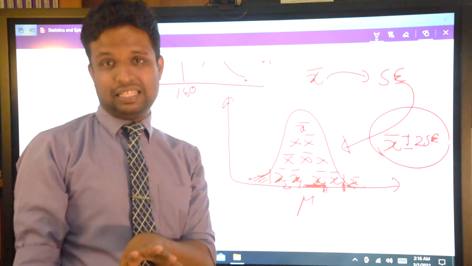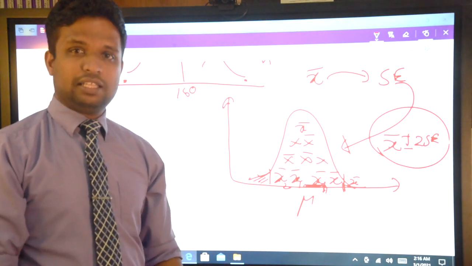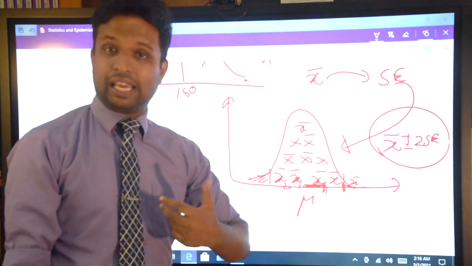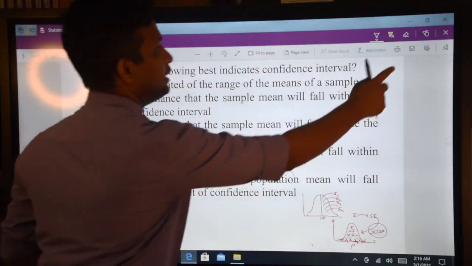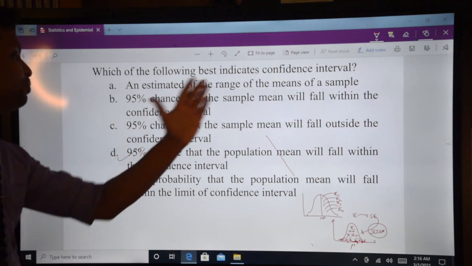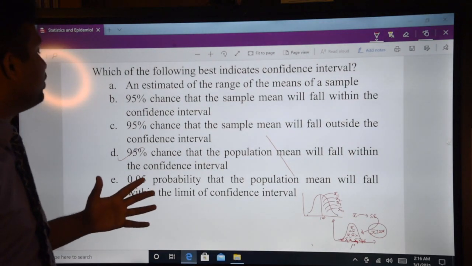Confidence interval says that because of this property, we can interpret that there's a 95% probability that this X bar will capture the population mean. Because of that, the answer for this question is this one: there's a 95% chance that the population mean will fall within the confidence interval.